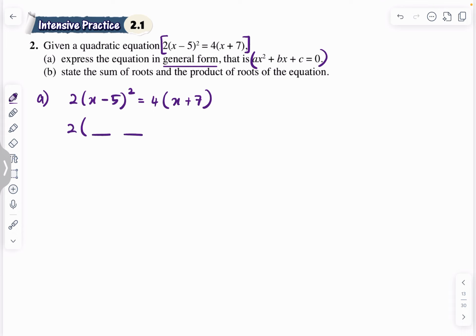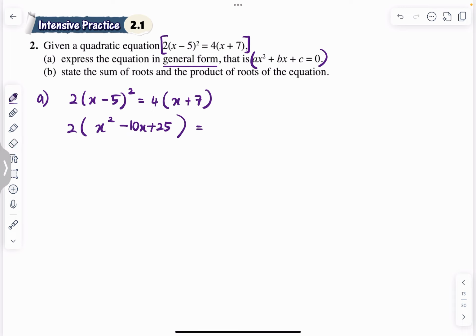So when you square something, you will get 3 different terms. The first term is x square. The last term is negative 5 square. And the middle term will be 2 times x times negative 5. So the first term is x square. Last term will be 25. And the middle term will be 2x times negative 5, which is negative 10x. This is the shortcut to squaring.